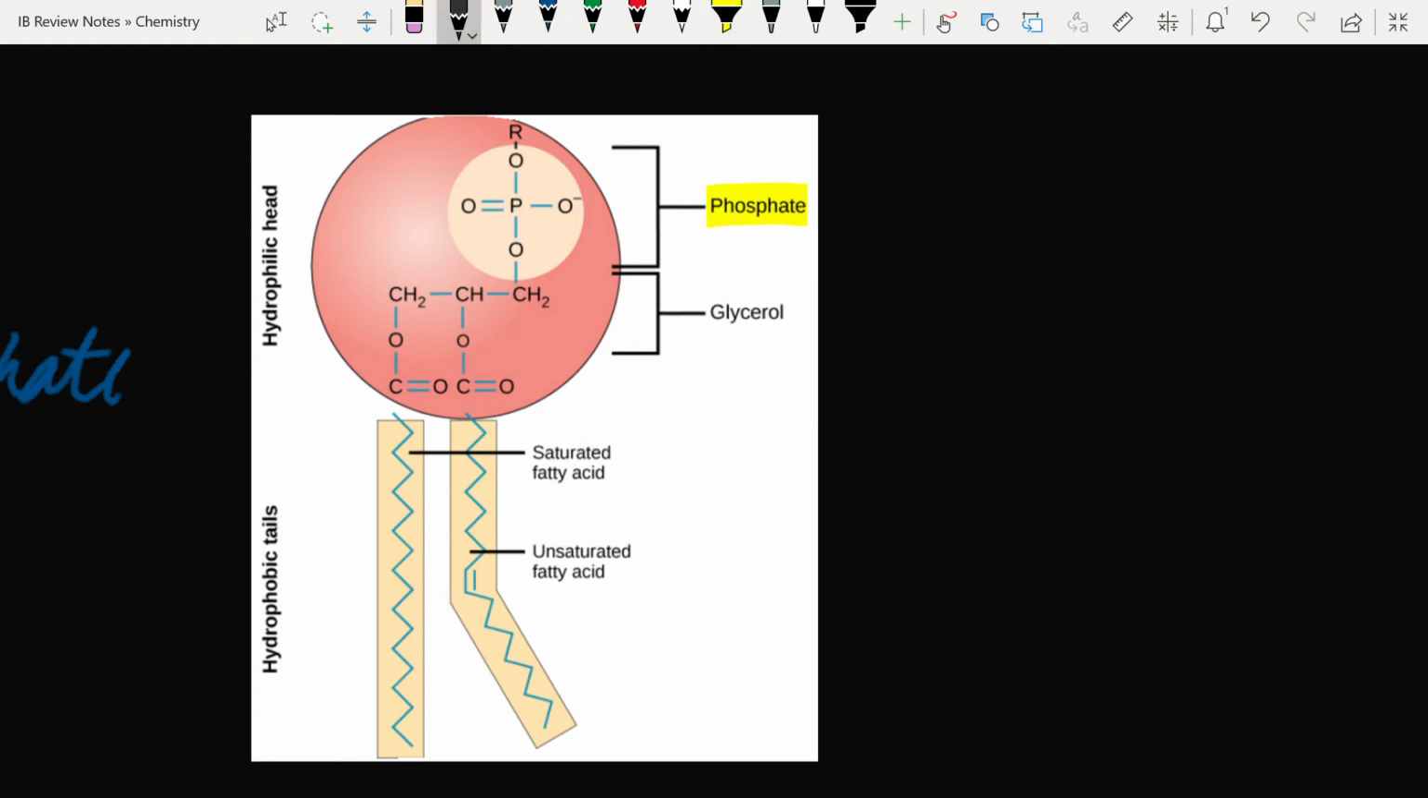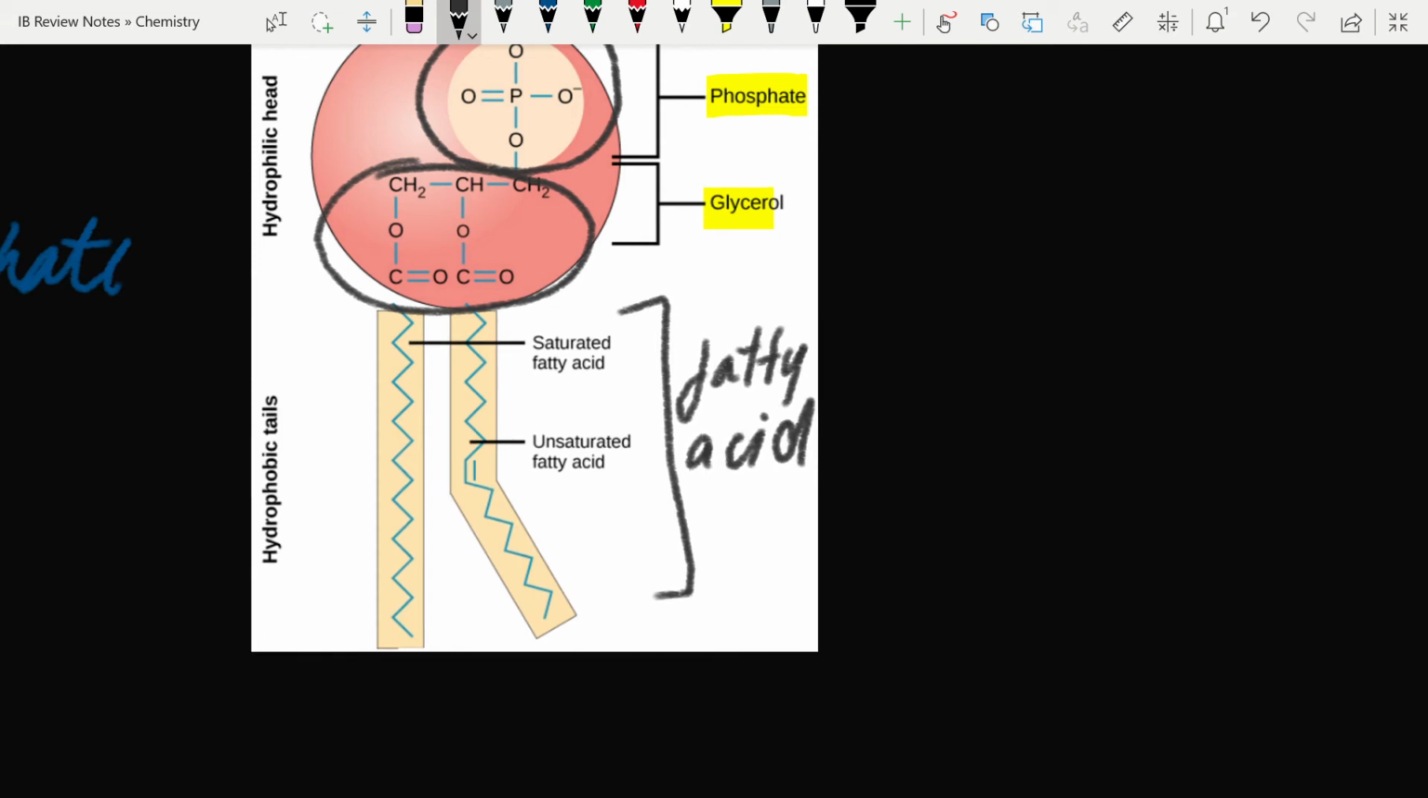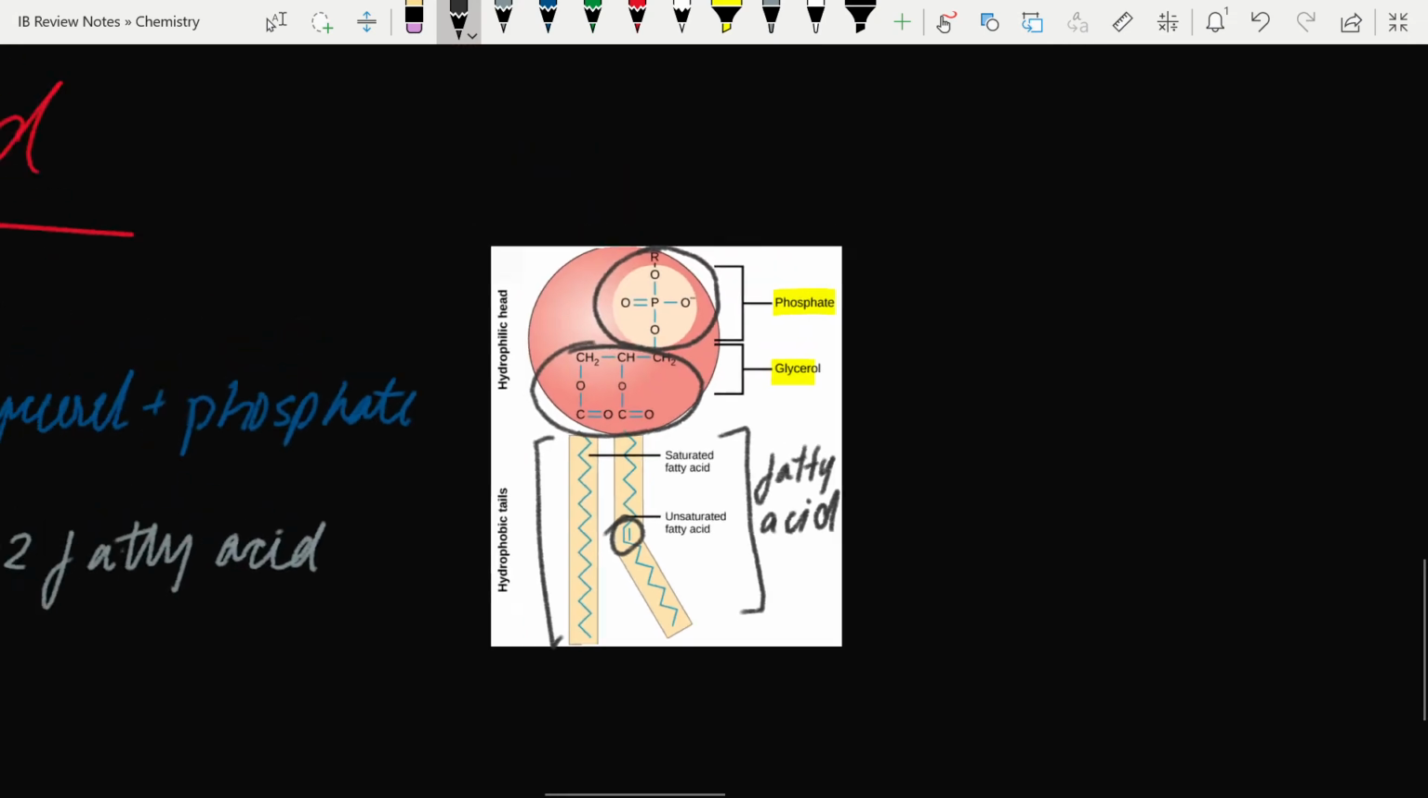If you look at this structure closely, you have the phosphate group right here, and then you have the glycerol group right here, and then you have your 2 fatty acids. You can see here, this right here is a saturated fatty acid because they're all single carbon chains, and this is unsaturated because of this double bond right here.